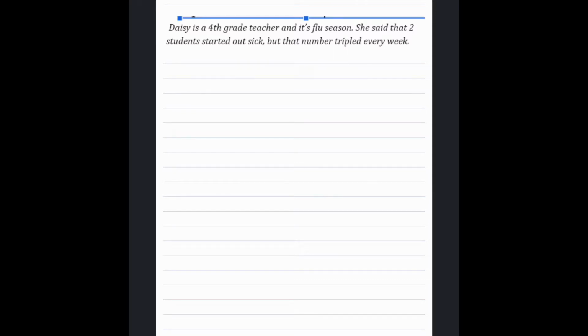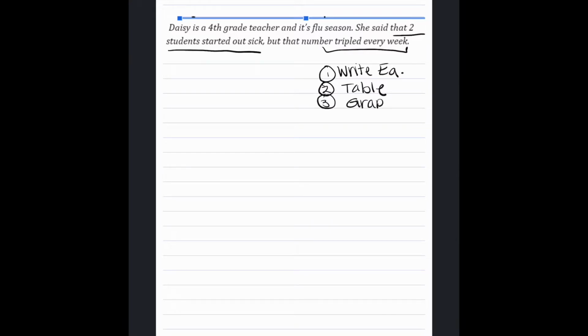Daisy is a fourth grade teacher and it's flu season. She said that 2 students started out sick, but that number tripled every week. Okay, so what we're going to do, we're going to go ahead and write the equation, make a table, and then we're going to graph it. So if you haven't already, go ahead and write that equation. Let's see what you think it is.